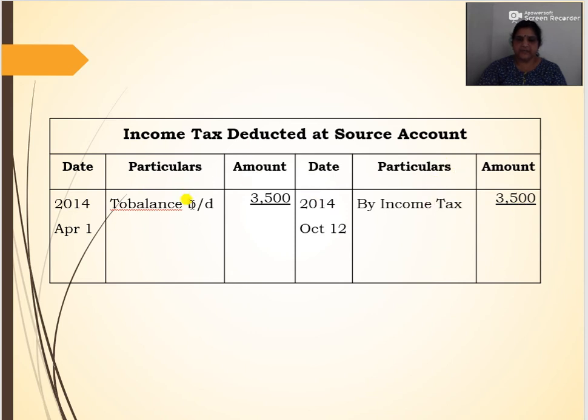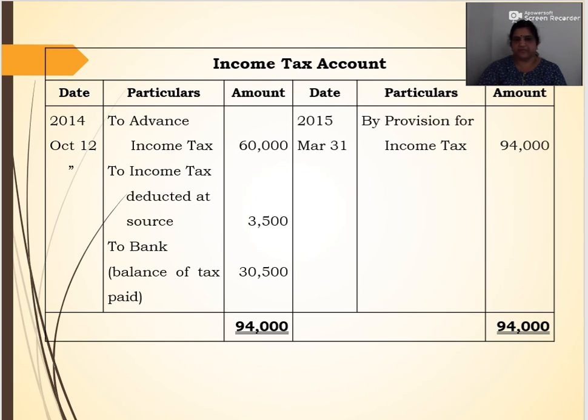Okay, so this is the opening balance on April 1st. Then October 12th, once the assessment is complete, it is closed by transferring to income tax account 3,500 and the account remains closed. There is no balance. Okay, now the last account is income tax account. Now in income tax account, what are the items coming? So by provision for income tax, so this is the actual tax for the year, which comes to 94,000. So the journal entry will be provision for income tax account debtor to income tax account.